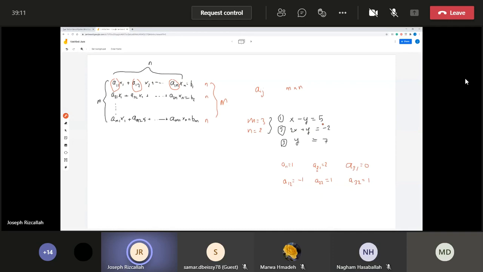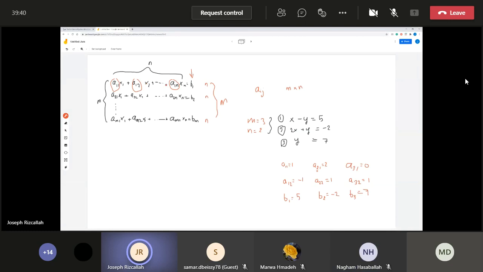Okay, and now let's finish it. These B's now, the B1, B2, and Bm. So what is B1 in this case? 5. The right-hand side. The B's are in the right-hand side. Here they are. This is 5, and B2 is minus 2. And B3 is just 7. That's it. So this is the meaning of these coefficients.